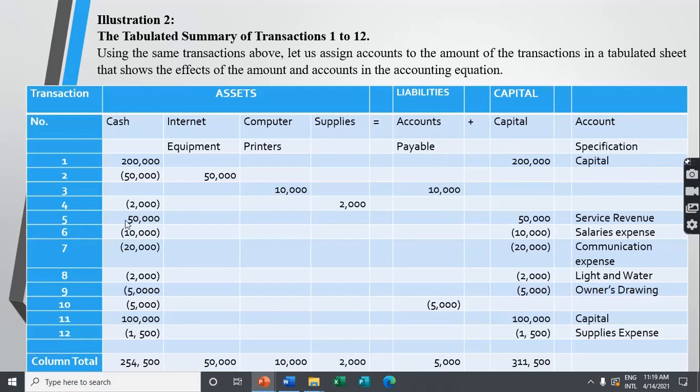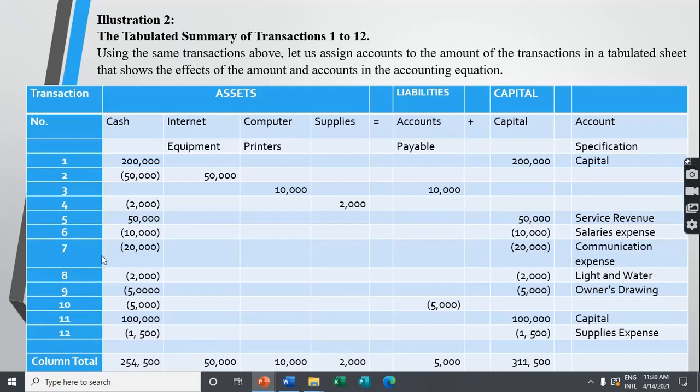Okay? Dito naman, bumili ka ng supplies. Ayan. Nadagdagan yung supplies mo, pero yung supplies kasi na yon binayaran mo siya as cash. Ngayon, mababawasan yung cash mo ng 2,000. Okay? Dito naman sa transaction number 5. So, ano yung transaction number 5 dito? Ayan, nakakollect ka from the customers, from the internet gamers and users ng 50,000. Ayan, nadagdagan yung cash mo, at the same time, madadagdagan din yung capital mo. Kasi that is considered as service revenue.